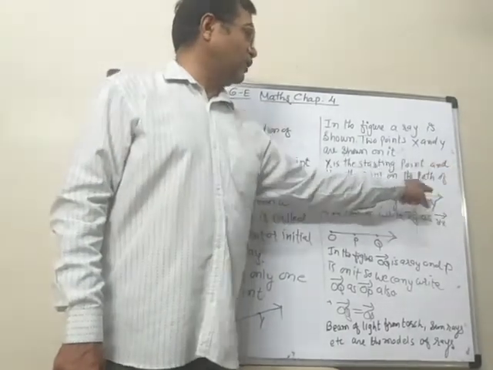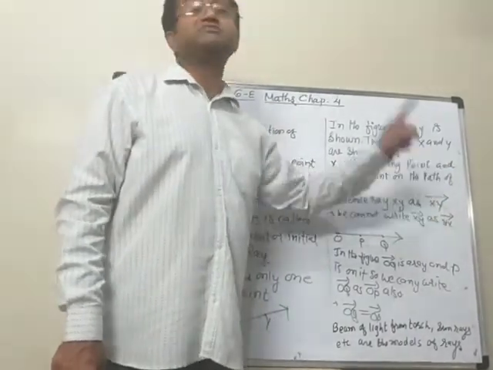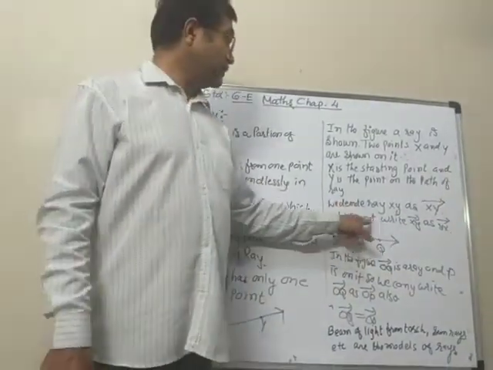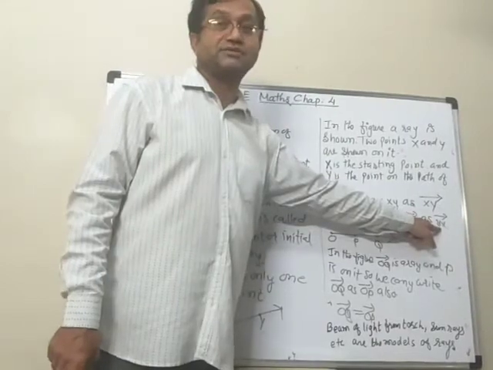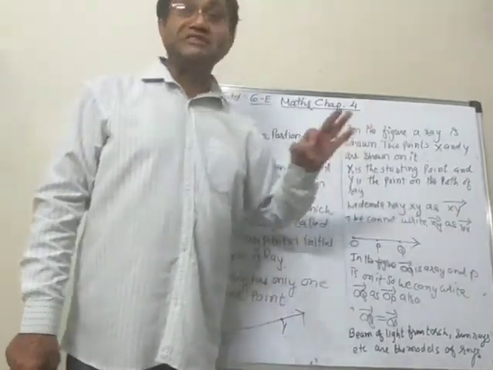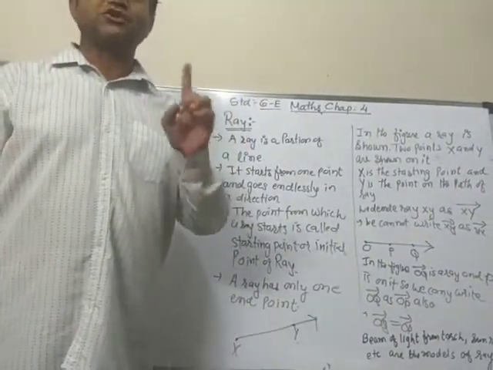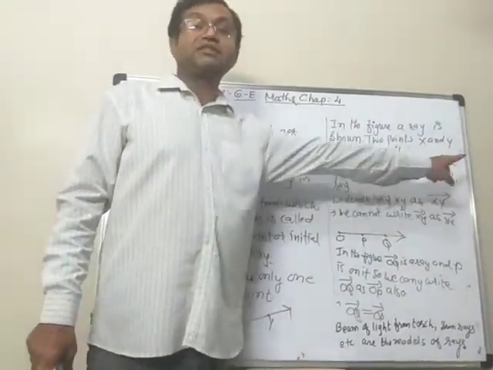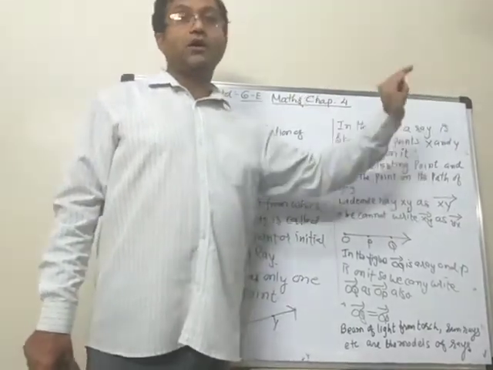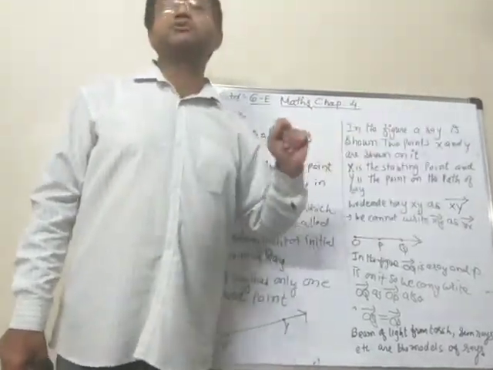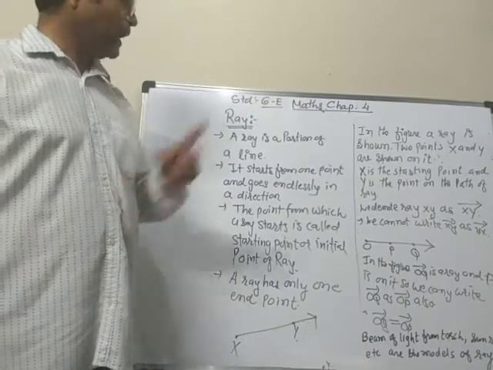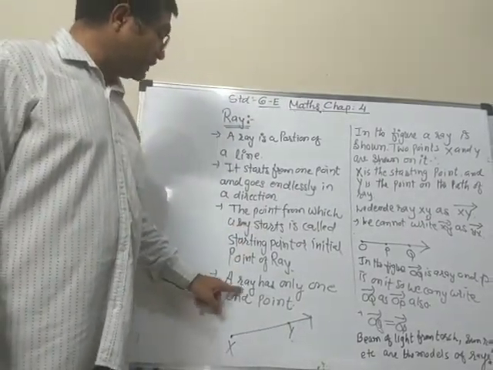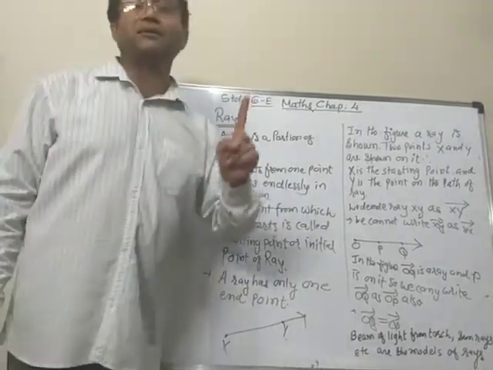We draw an arrow. The initial point must be written first. Remember that. You can't write ray XY as ray YX because it does not start from point Y. So the starting point must be denoted first, then the other point, and for a ray the arrow should be in that direction. And before going further, I must tell you that a ray has only one end point.